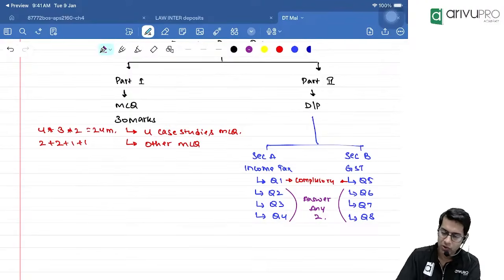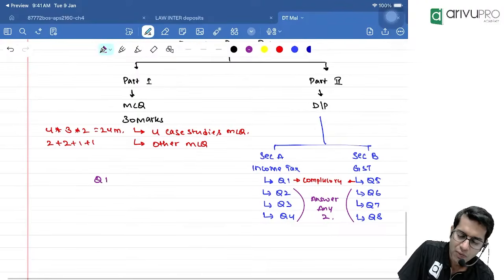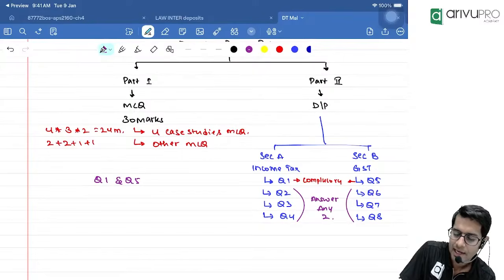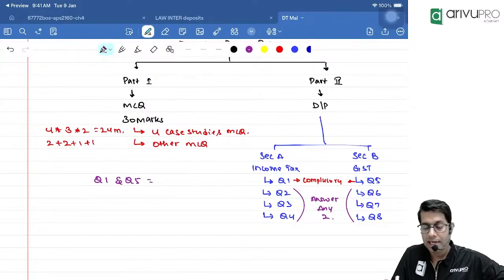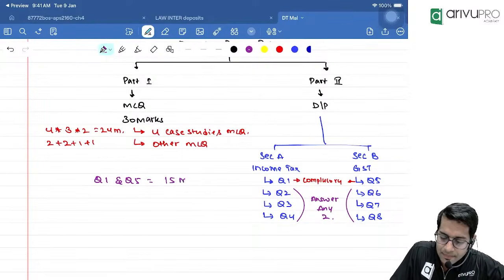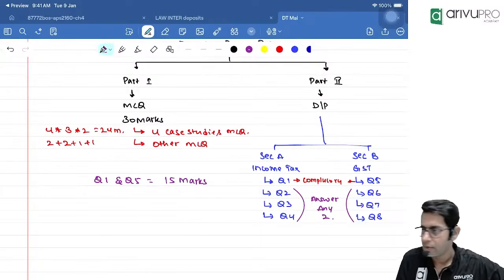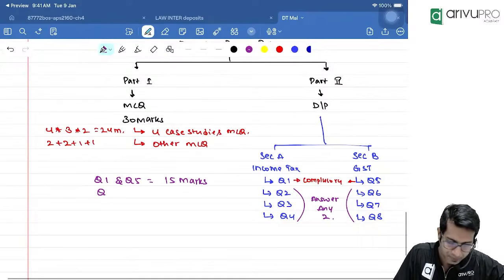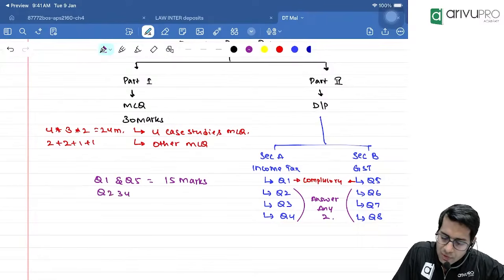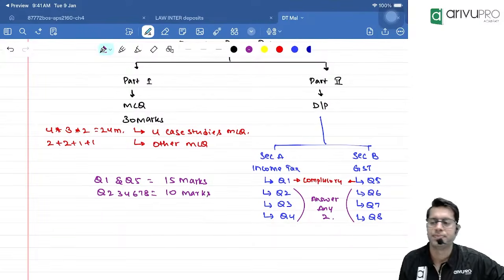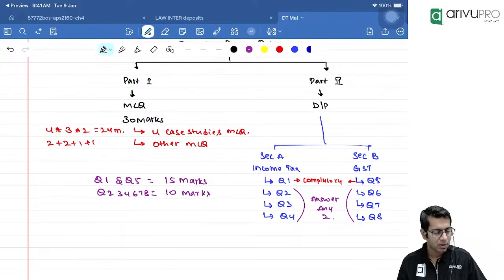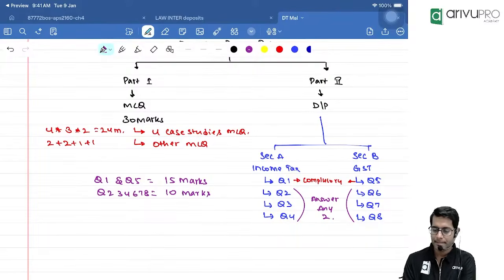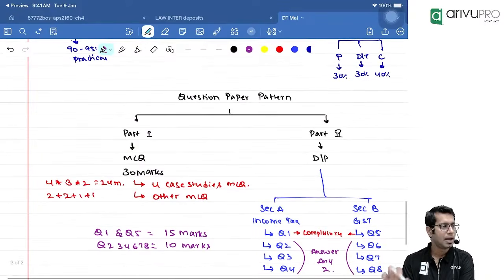Sir, how many marks will the question be, sir? Question number 1 and question number 5 are compulsory questions. That will be for 15 marks each. And then question number 2, 3, 4, 6, 7, 8 will be for 10 marks each. So basically this is your question paper pattern.